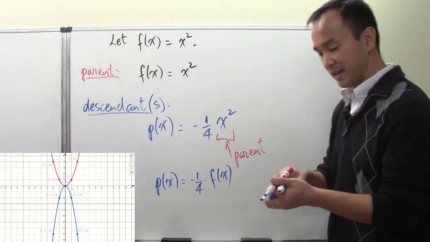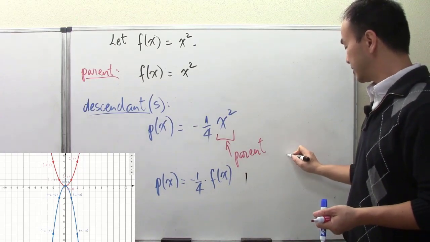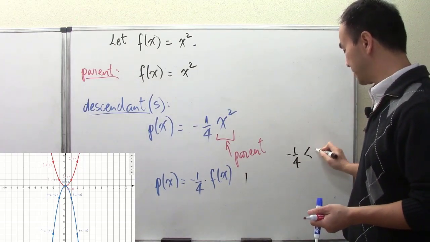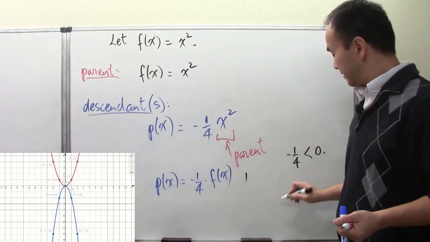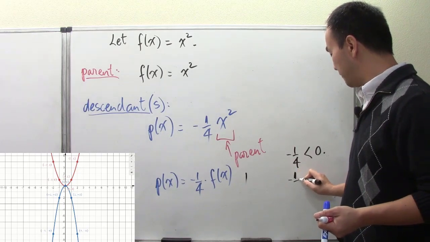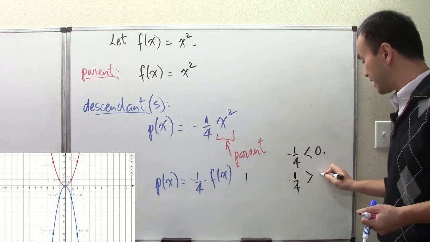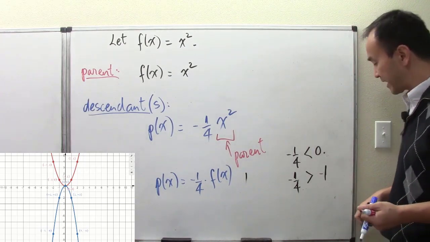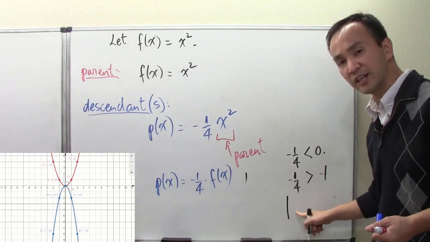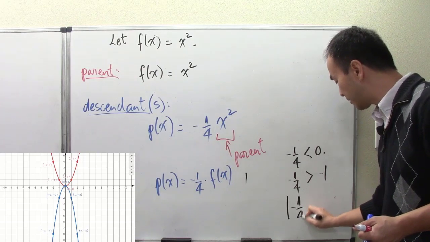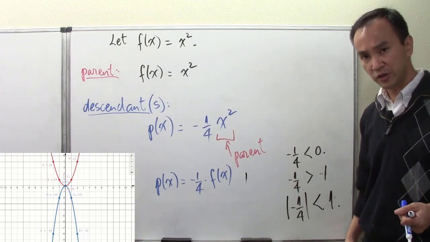Okay, so as another observation, -1/4 is a coefficient that is for sure negative. And further, we notice that -1/4 is still greater than -1. But in another way of seeing, and I highly recommend you start seeing it this way, the absolute value of this -1/4 right here is still indeed less than 1.